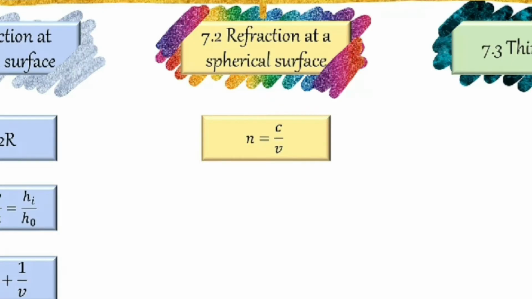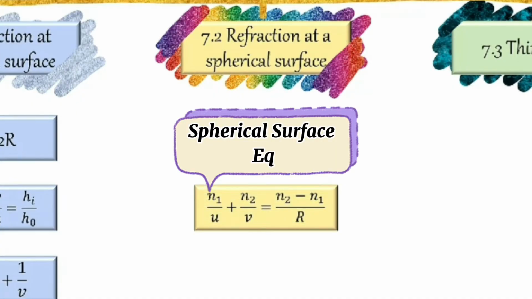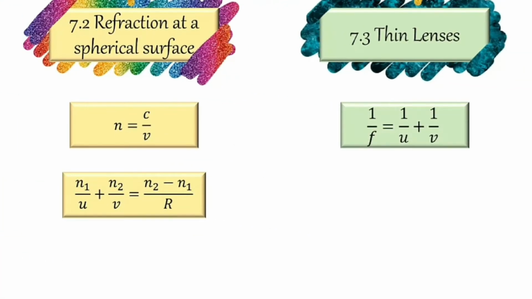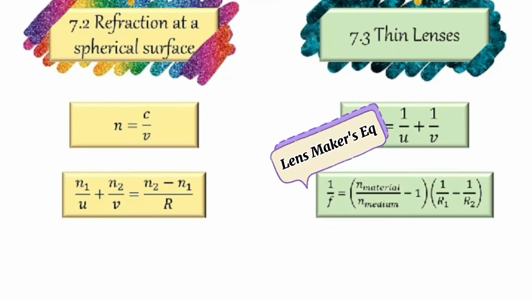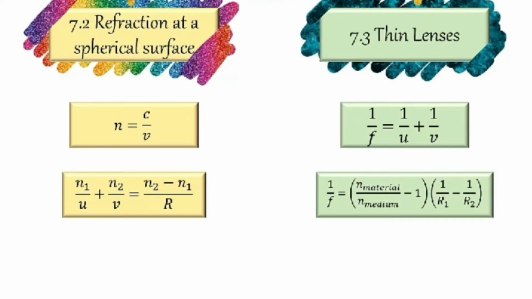Next, we have two equations under 7.2. Refractive index n equals the speed of light c over the speed in the medium v, and the other one is the spherical surface equation: n1 over u plus n2 over v equals n2 minus n1 over r. In 7.3, we again see 1 over f equals 1 over u plus 1 over v. Then we have the lens maker's equation, 1 over f equals n material over n medium minus 1, times 1 over r1 minus 1 over r2.